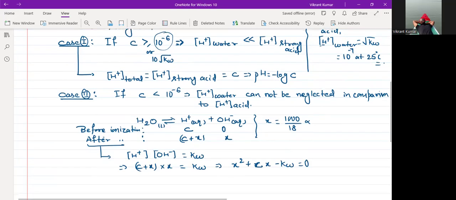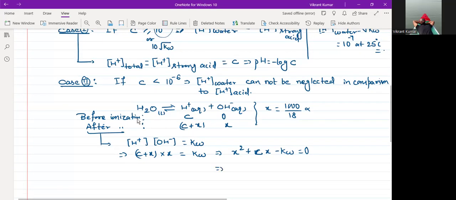अब ये क्वाड्रेटिक इक्वेशन बन गया, इसका सॉल्यूशन निकाल सकते हैं. तो सॉल्यूशन is x will be equal to minus b plus minus, तो यहाँ प्लस ही लिखेंगे because we cannot have negative value for x, root of b square that means C square plus 4KW upon 2, है ना? Upon sorry 2, not 4, 2 ये लिखते हैं तो that will be 2 only.